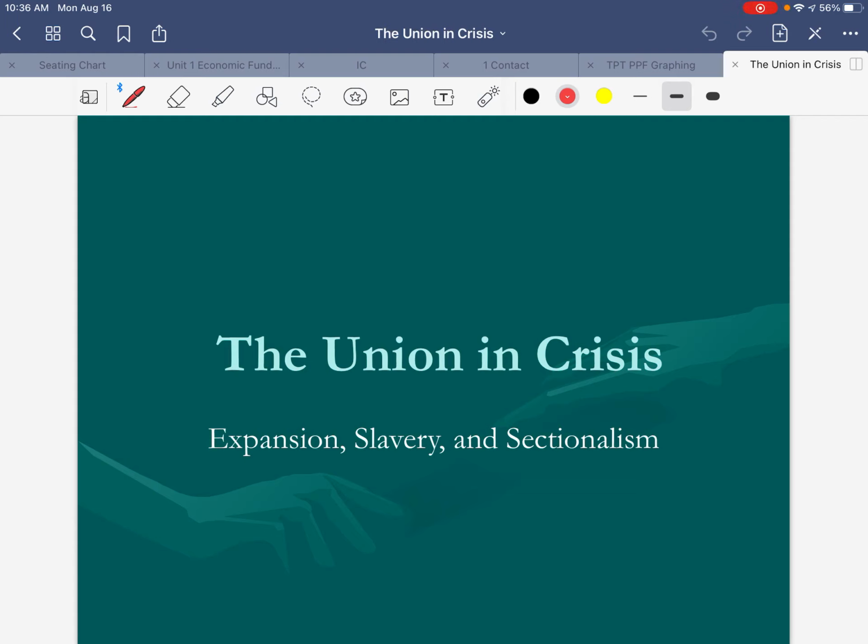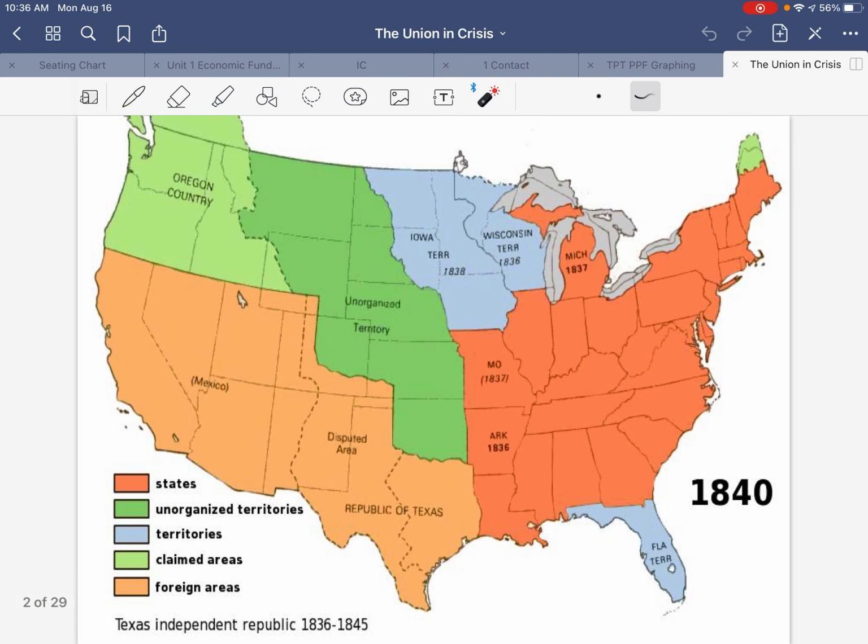Hello guys, so we're going to continue our discussion of sectionalism and causes leading up to the Civil War, differences between the North and South. So we left off talking about the Missouri Compromise, and as you can see, this map represents the Missouri Compromise.